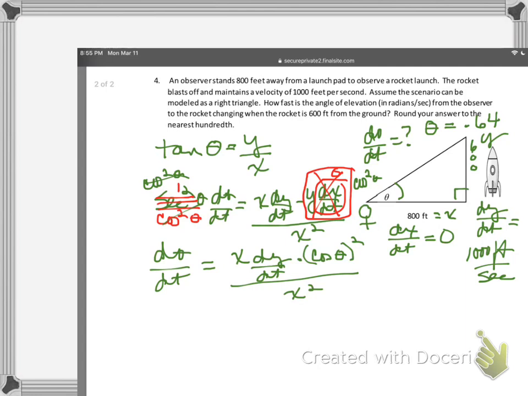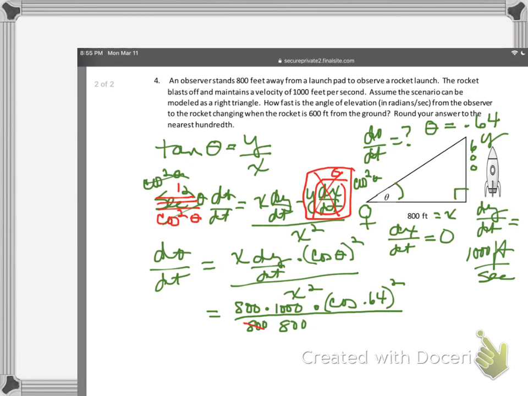Okay, so now we're just going to be plugging in our numbers. We ultimately want to find d theta dt. So what is our x? So our x was the 800. So 800 dy dt was 1,000 feet per second, and we should check our units. Everything is okay because we're in feet per second for all the rates of change, and we're in feet for all the measurements, so that all works out. Okay, so then times the cosine, and the angle we found was 0.64. I am going to square that little guy, and then the whole numerator is divided by x squared, which is 800 times another 800.